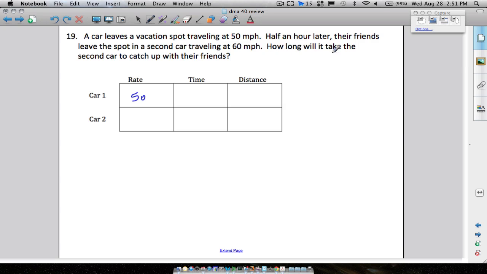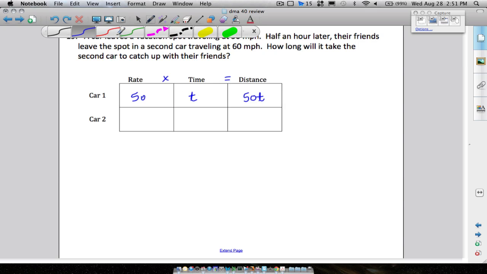Now, we don't know how long it's going to take. So let's just say car number 1 travels for some time t. So how do we fill in this distance? Well, recall the formula, rate times time is equal to distance. 50 times t, well, we can't do anything else but write 50t. All right, so car 1 is going to travel this distance 50t.